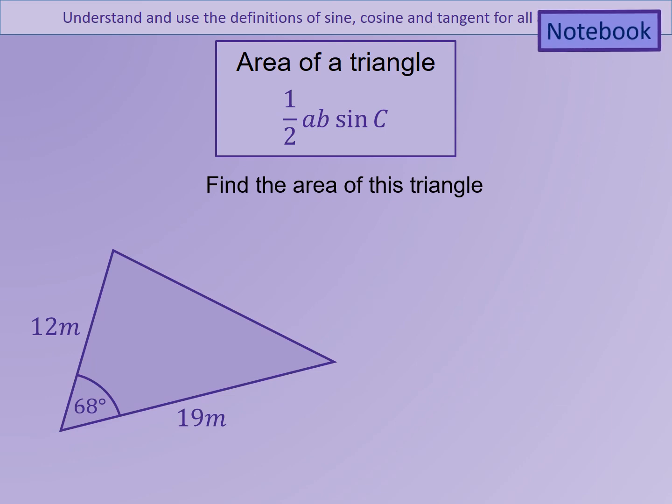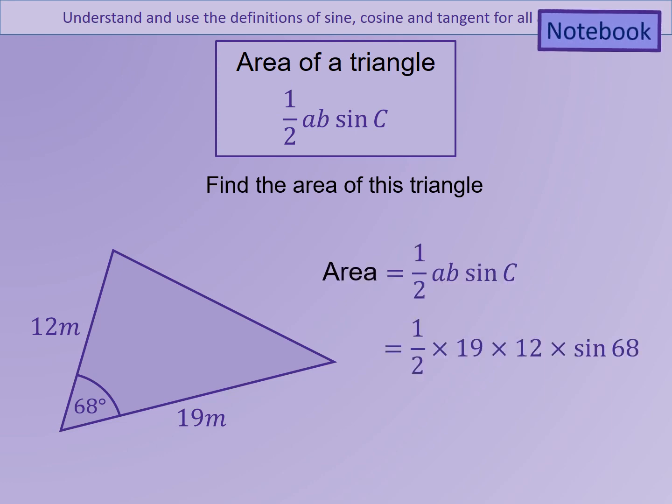So here is that example. I've got an angle of 68. I've got lengths of sides 12 and 19, and they are the sides that I need in order to use this formula. So all I'm going to do is write down the formula, substitute my values of a, b and the angle C into that formula, and then simply work that out using the calculator. And it comes out, to three significant figures, as 106 meters squared.